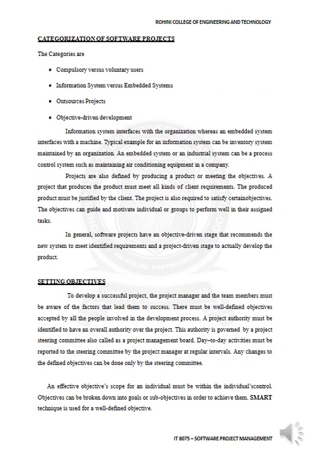Projects are also defined by a product, producing a product or meeting the objective. A project that produces the product must meet all kinds of client requirements. The produced product must be justified by the client. In general, software projects have an objective driven stage that recommends a new system to meet the identified requirements and a project driven stage to actually develop the project.